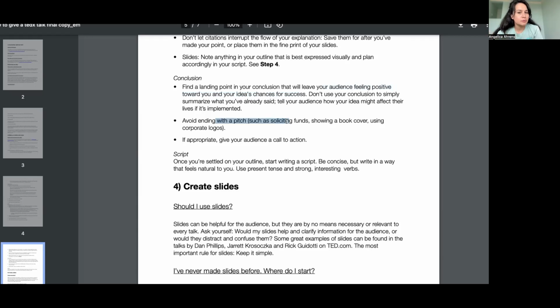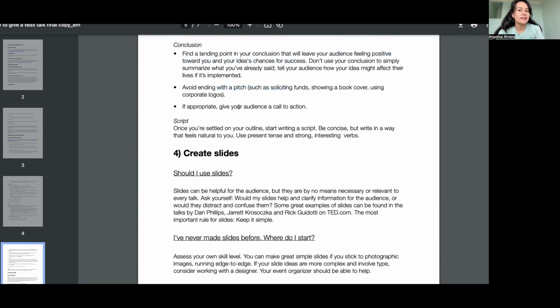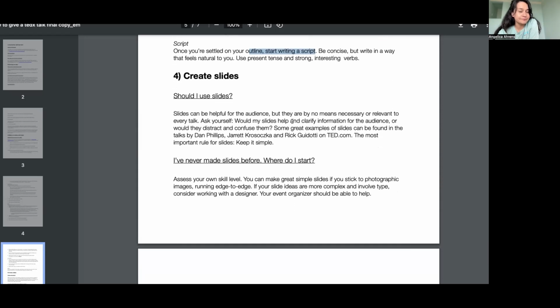Okay, avoid ending with a pitch, of course, obviously, and it could entail a call to action. So again, you can start by writing a script, and for some of you, it ends there, and you'll read the script. That's perfectly fine. That's awesome. But do this, present this in a way that feels natural to you.